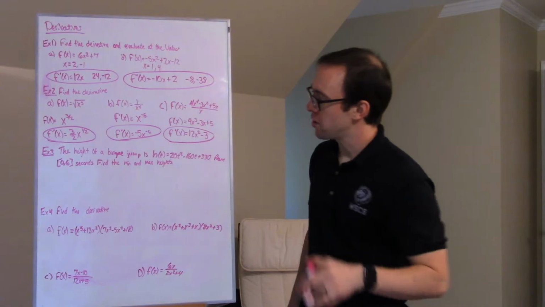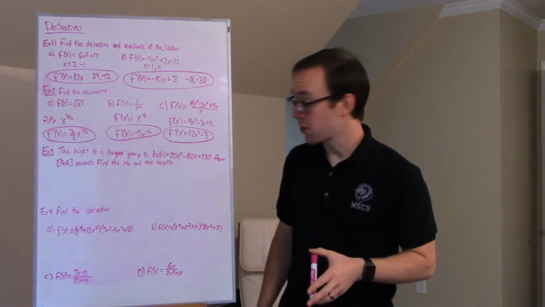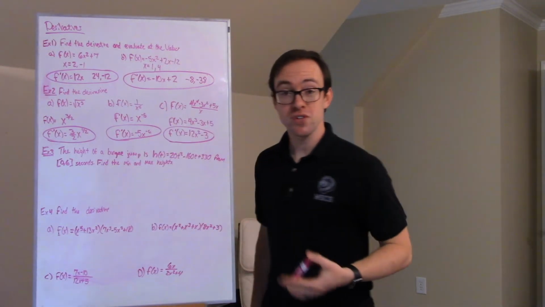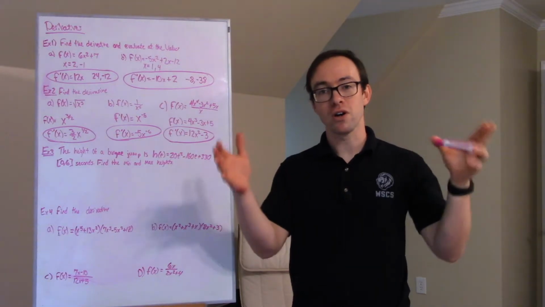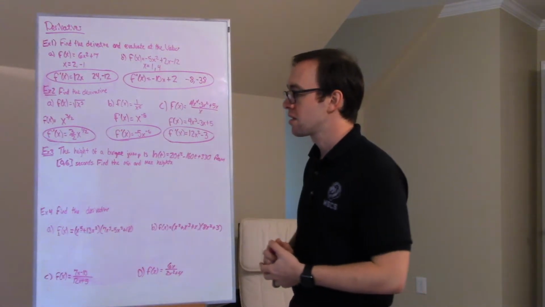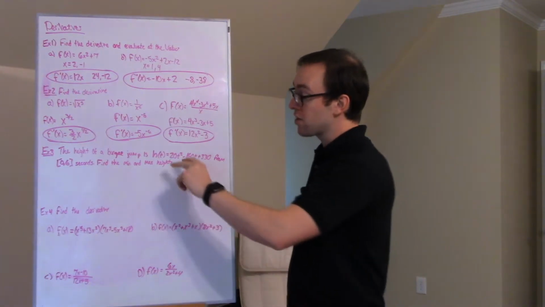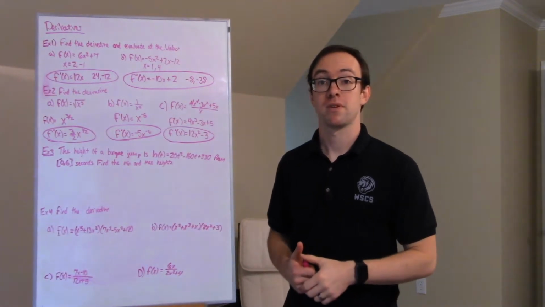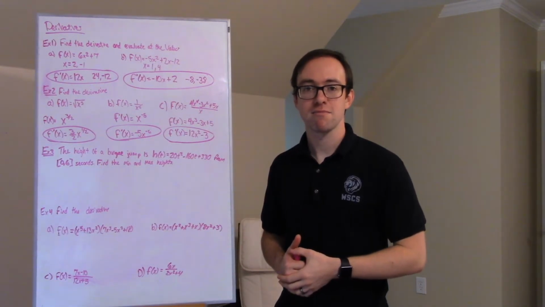Example 3. The height of a bungee jump is h of t equals 20t squared minus 160t plus 330. And this is from 0 to 6 seconds. So that's what t is. 0 to 6 seconds is how far this function is measuring. What we're going to do is find the minimum and maximum heights of this jump. We're only utilizing the 0 to 6 seconds.